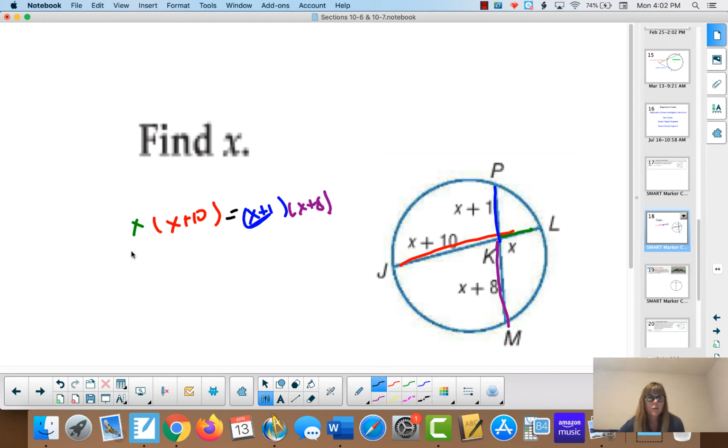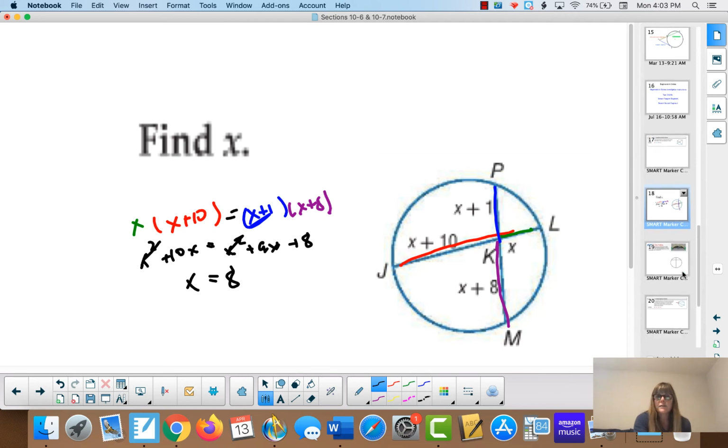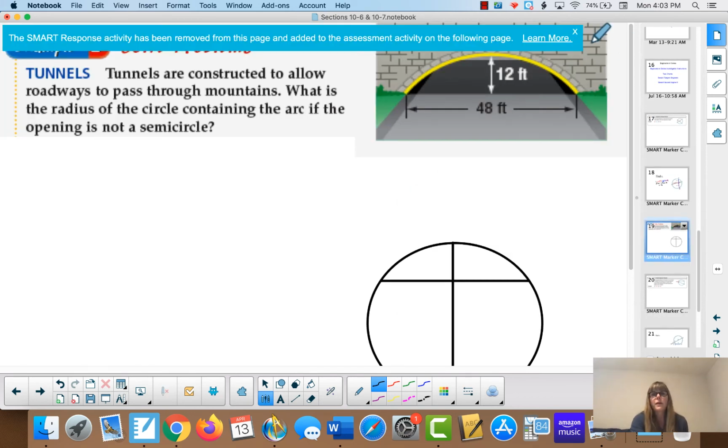Simplifying then by distributing, we get x squared plus 10x equals x squared plus, if we add the inners and the outers, 9x plus 8. The x squareds are going to cancel, and then if I subtract 9x over here, I get x equals 8.